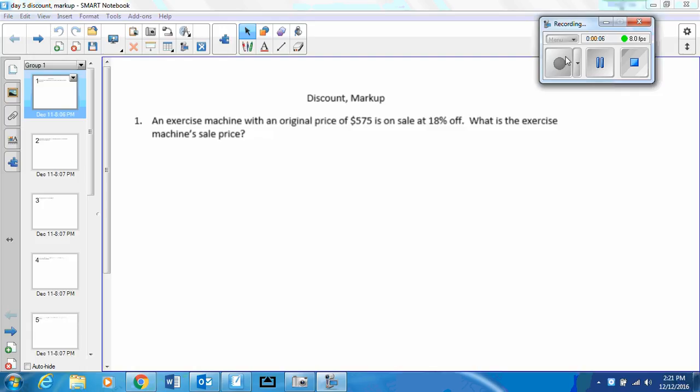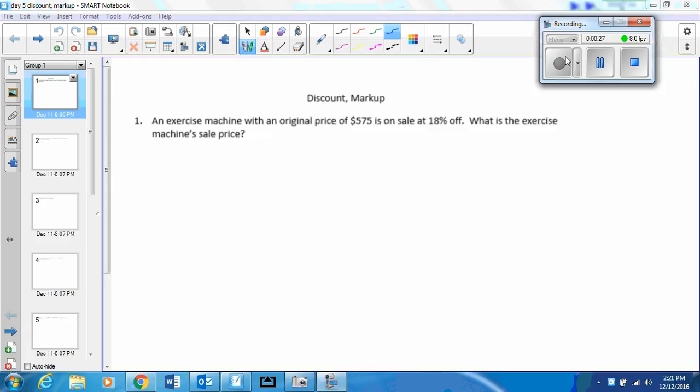Solve problems involving discount and markup. Remember, a discount is a decrease in the price, and a markup is an increase in the price. So an exercise machine with an original price of $575 is on sale at 18% off. What is the exercise machine's sale price?